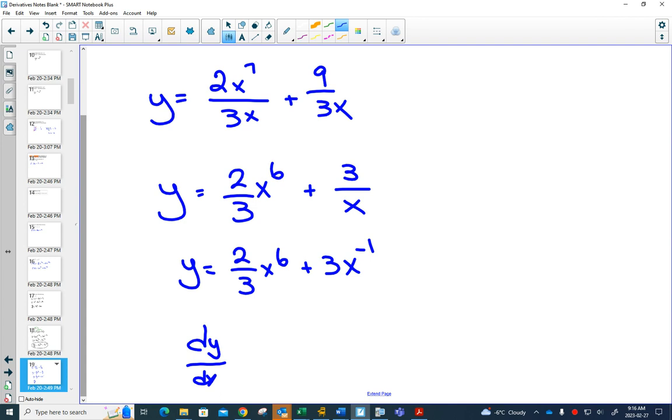6 could come out in front. That would divide by this 3 and give me 2. 2 times 2 would be 4. Subtract 1 from the exponent. The negative 1 would come out in front. Subtract 1 from the exponent. So we had, again, some preliminary work to do to get this into a form that we could simplify.